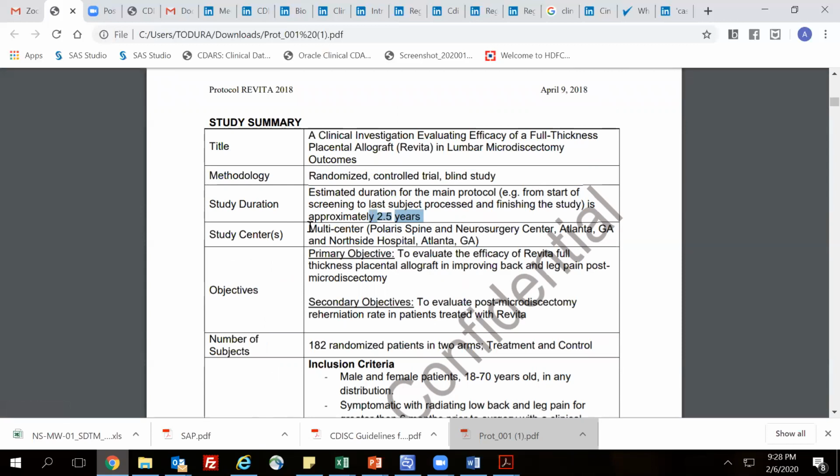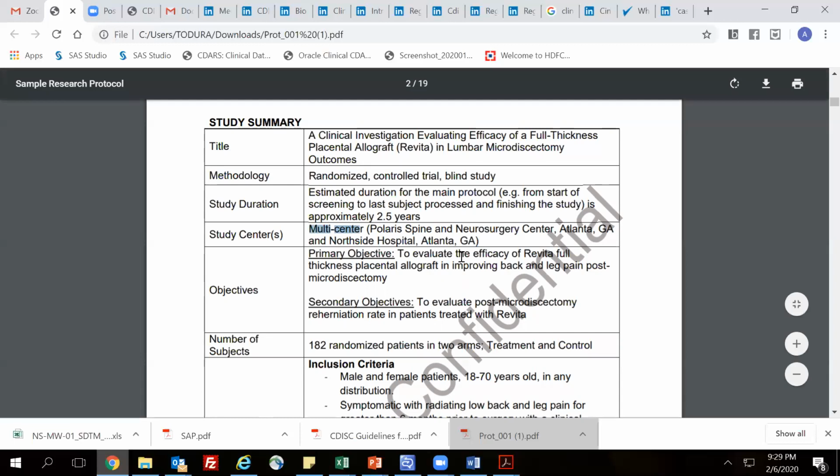Study centers: multi-center means the trial is conducted in more than one center, more than one hospital. For example, it's conducted in one site, and one more site, which might be a hospital. So multi-center means many centers. You can see this, right? Polaris Spine, Neurosurgery, Atlanta. So this is the study which I worked on.